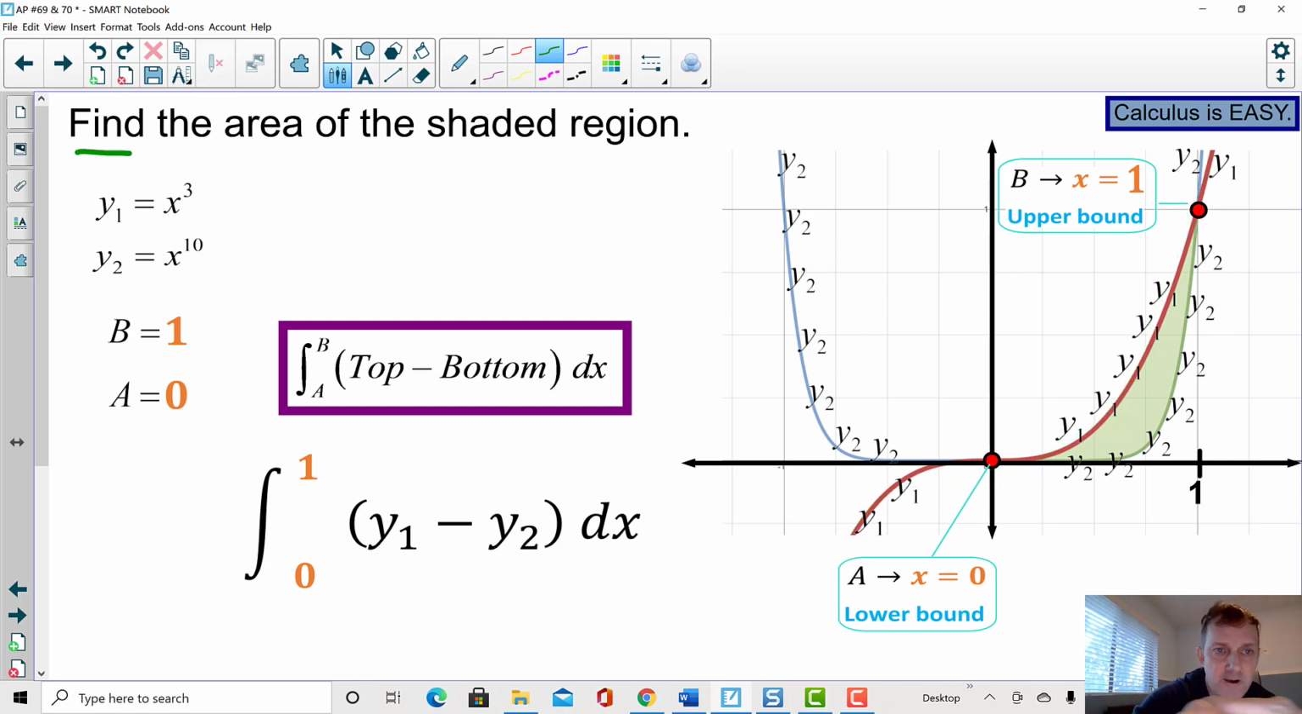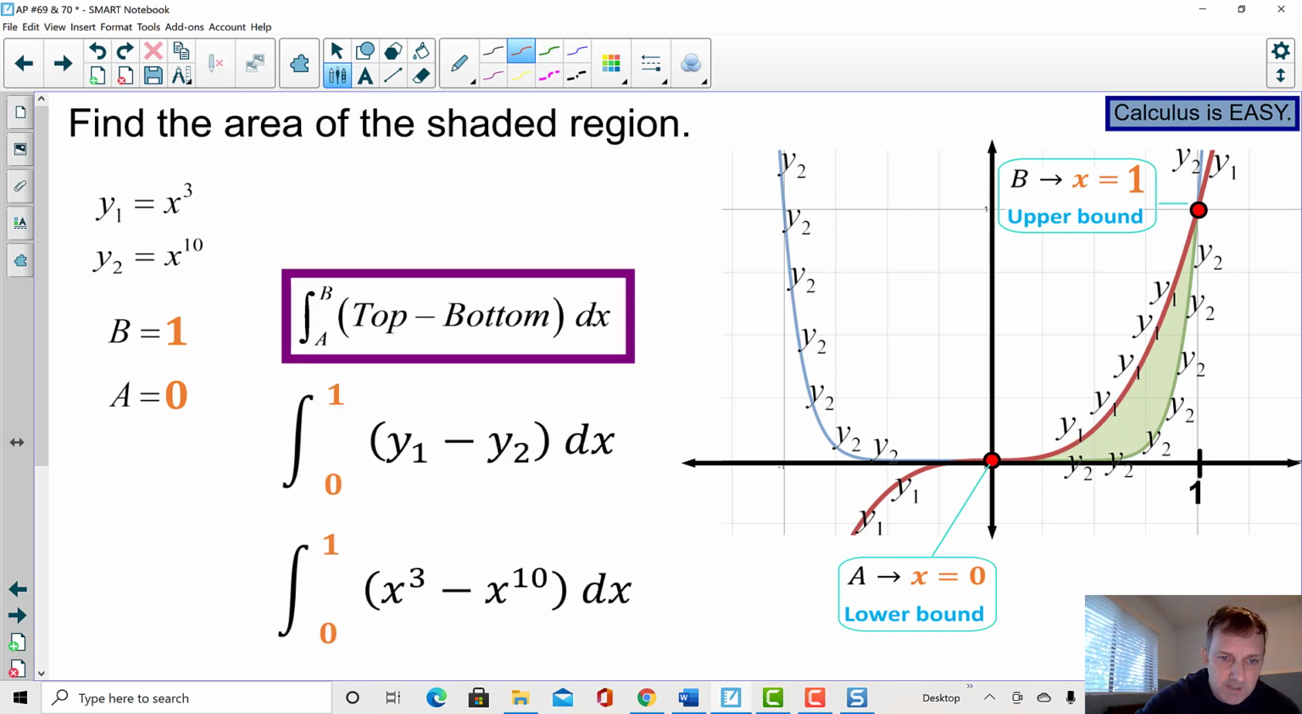And so we want to find the area of the shaded region. And so that would be this green shaded region right here. I want to find the area between those two curves. So again, it's just going to be the top minus the bottom. Now these are pretty easy to write, so you don't have to do y1 and y2. Let's just put x to the third minus x to the 10. I think that's easier. Again, you could do it either way. You can leave it as a y1 and a y2, and then you got to go and put x to the third as your y1, and you got to put x to the 10 as your y2 in the graphing calculator.